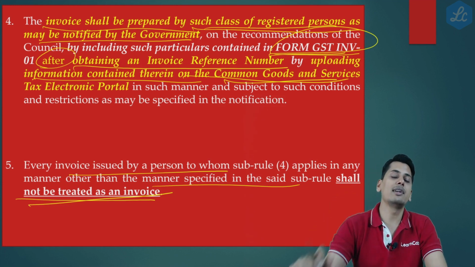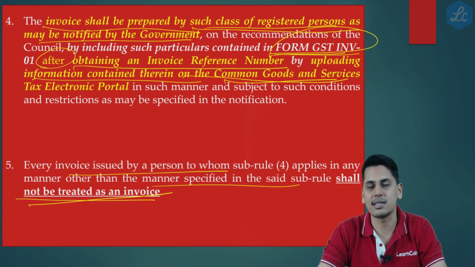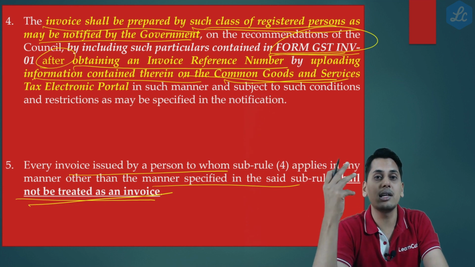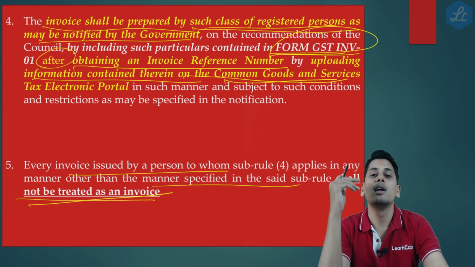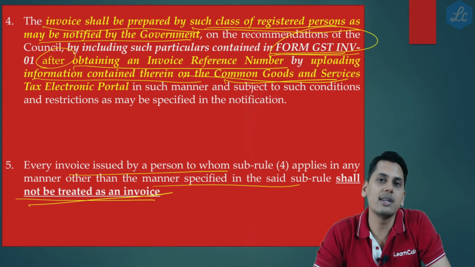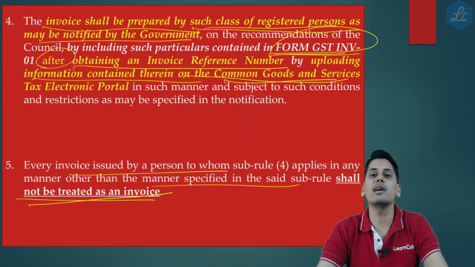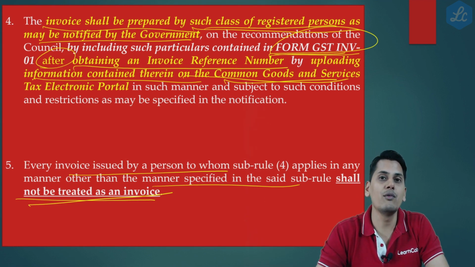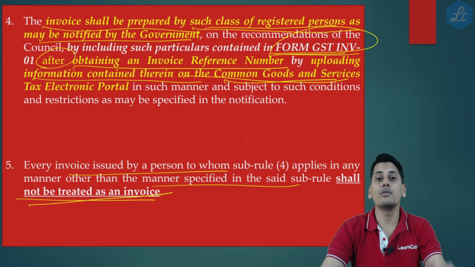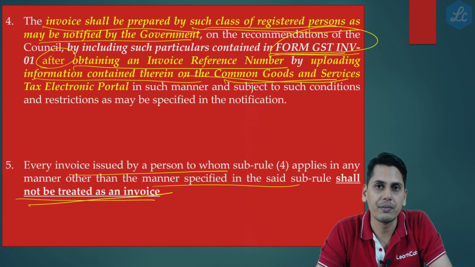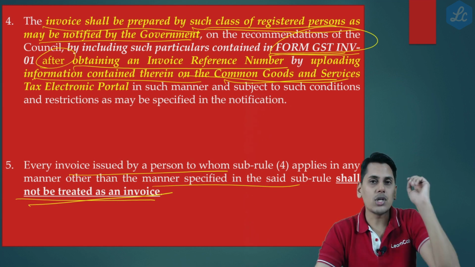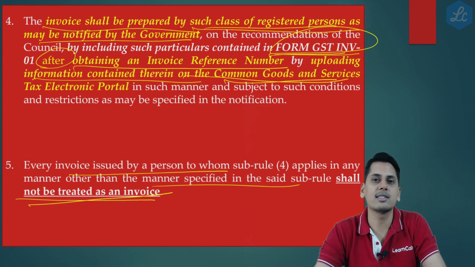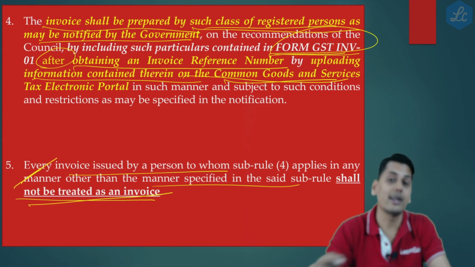Do you need to have internet connectivity for that? The answer is yes. Now friends, what could happen in cases where internet connectivity is suspended? Let's say in some particular areas, due to communal disharmony, the government has suspended internet connectivity. Are you in a position to obtain an invoice reference number? The answer is no. Without internet connectivity, you cannot do so. But can you stop your business? The answer is no. You will be supplying goods. You will be issuing an invoice. 48 sub rule 5 tells you that is not a valid invoice.